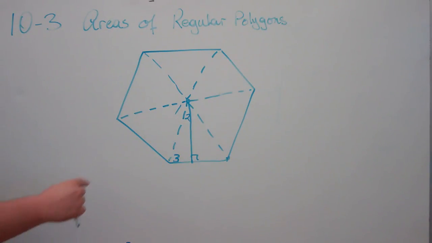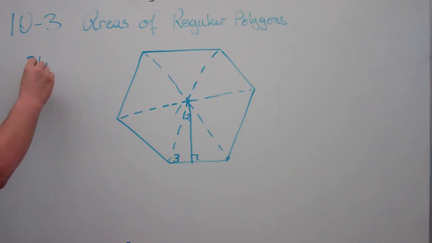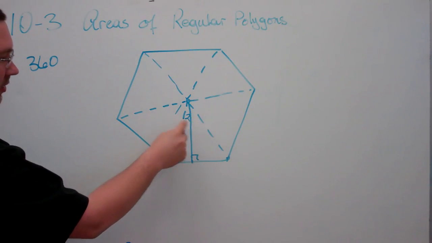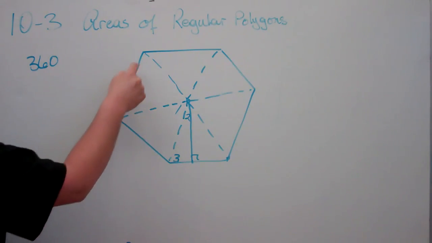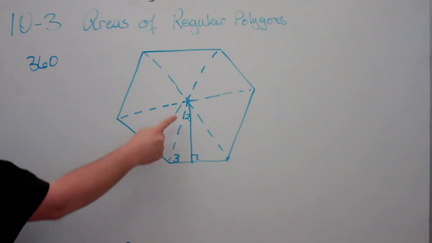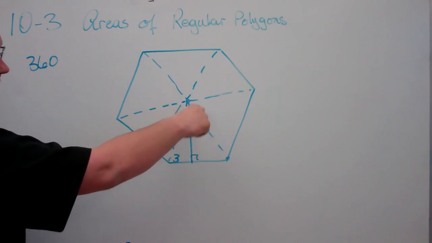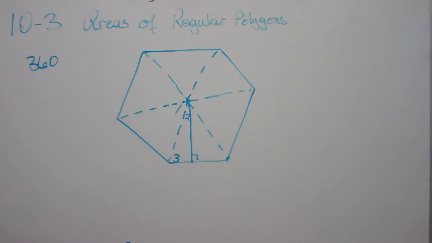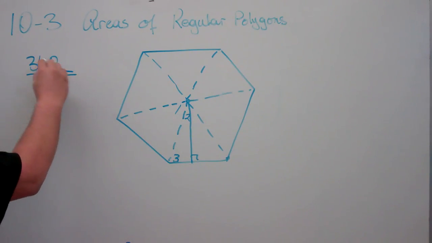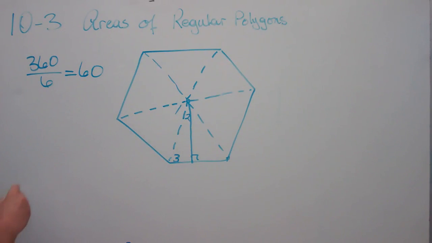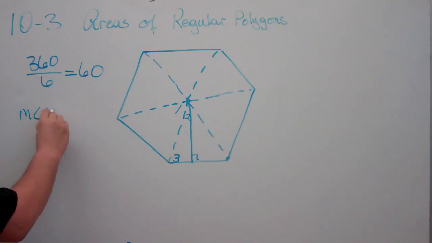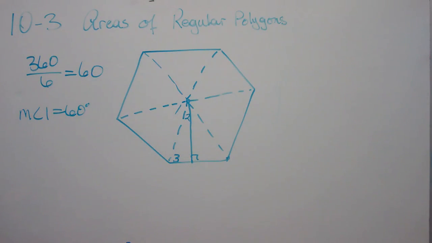All 6 of these angles, as well as in any polygon, will always add up to 360 degrees, because these are not interior angles. Remember, these angles here are your interior angles. This is not an interior angle, so all of these add up to 360 degrees. Now, since we have 6 of them, simply divide that by 6. So 360 divided by 6 is 60. So that means that the measure of angle 1 equals 60 degrees.